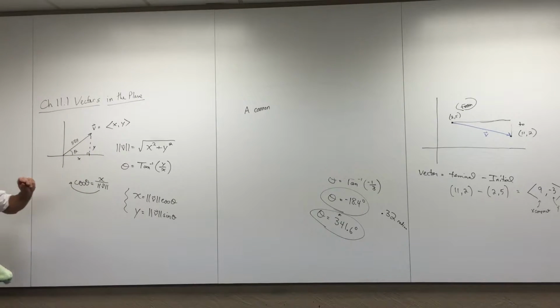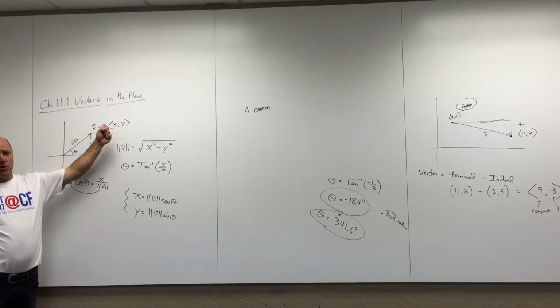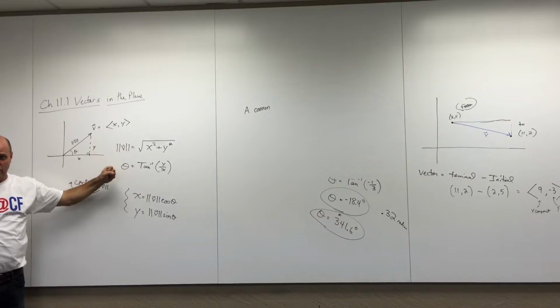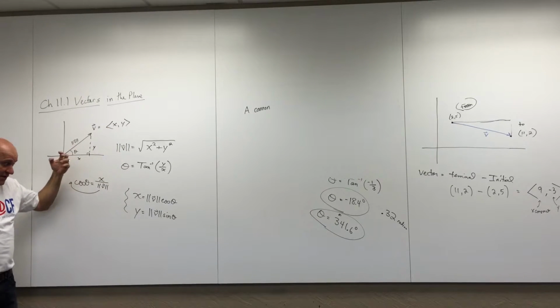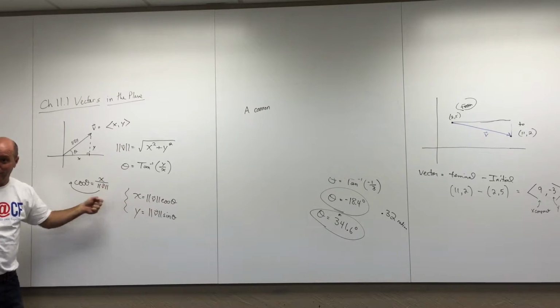Again, one more time, what did I say? Given the x and y components, can you find the magnitude and direction angle? Given the magnitude and direction angle, can you find the x and y components?